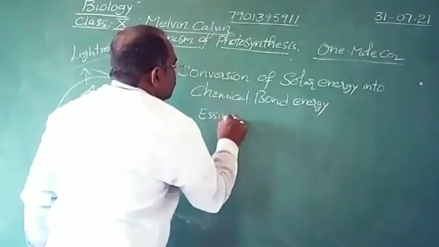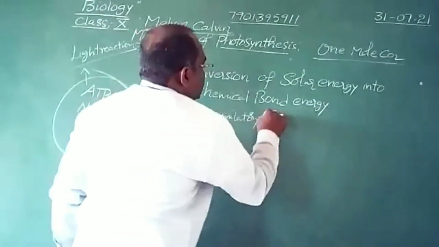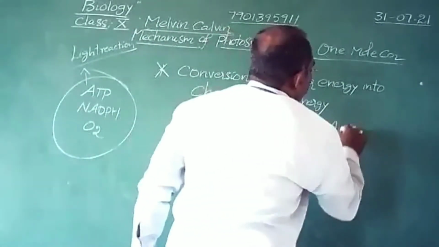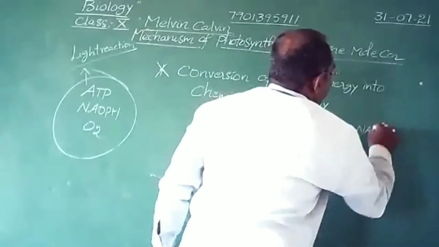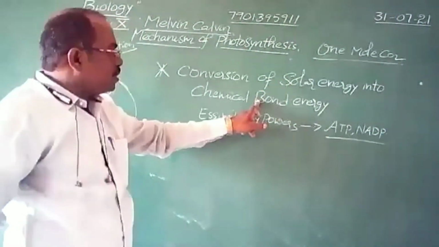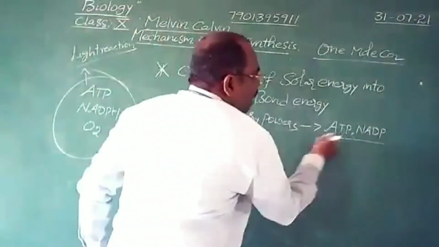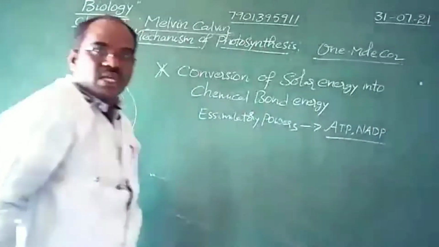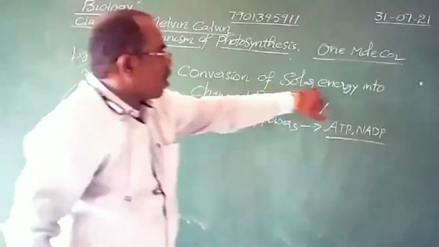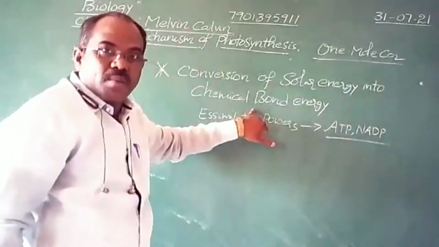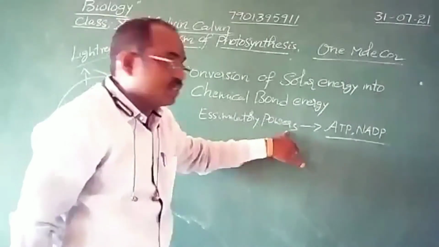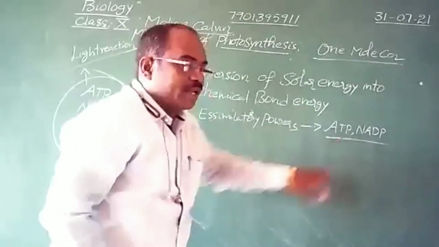In the presence of light, assimilatory powers are formed. ATP, NADPH. That means solar energy into chemical bond energy. These are the chemical compounds. First step success. Conversion of solar energy into chemical bond energy. Assimilatory powers are formed by the light reaction process, that is ATP and NADPH.